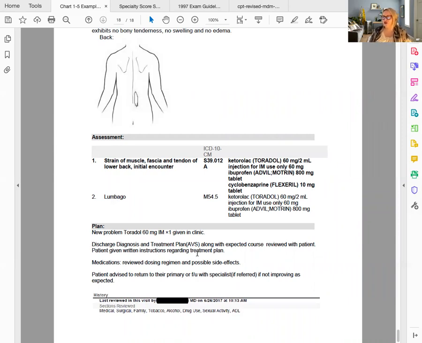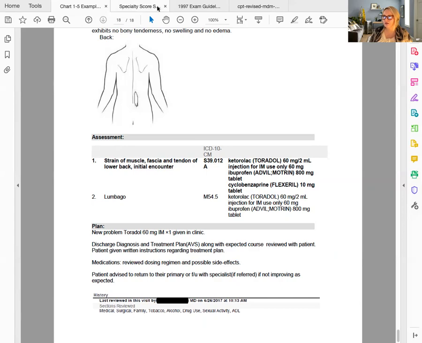Discharge diagnosis and treatment plan indicates that the patient was given instructions for these medications that are assigned here, Toradol and Advil Motrin. And these are given by prescriptions when listed like this. They reviewed the dosing regimen and possible side effects, and has advised them to return to their primary care or a follow-up with a specialist if needed. And they've also marked down here the different areas that were reviewed, which is also important because it supports the history that we already said was selected.